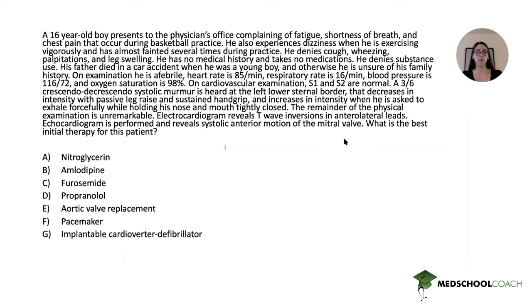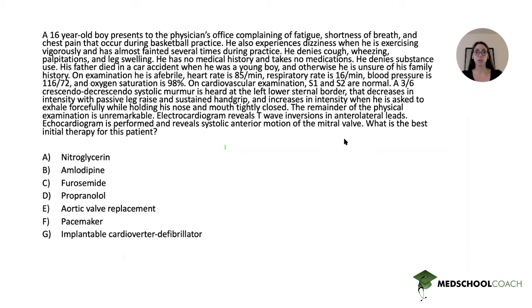On examination, he is afebrile, heart rate is 85, respiratory rate is 16, blood pressure is 116/72, and oxygen saturation is 98%. On cardiovascular examination, S1 and S2 are normal. A 3 out of 6 crescendo-decrescendo systolic murmur is heard at the left lower sternal border that decreases in intensity with passive leg raise and sustained hand grip, and increases in intensity when he is asked to exhale forcefully while holding his nose and mouth tightly closed. The remainder of the physical examination is unremarkable.